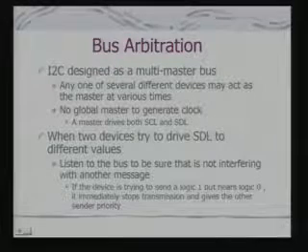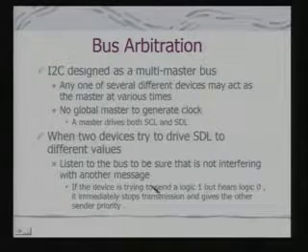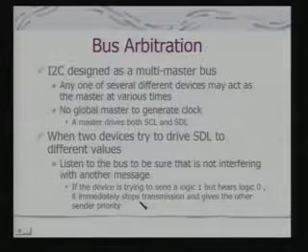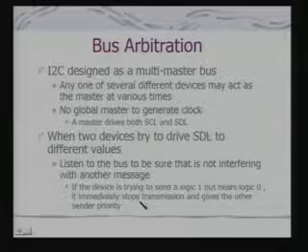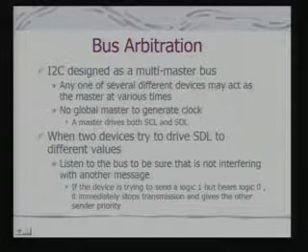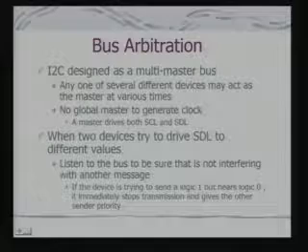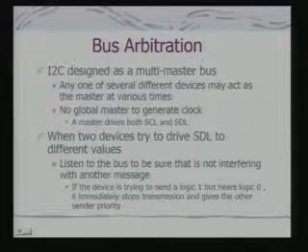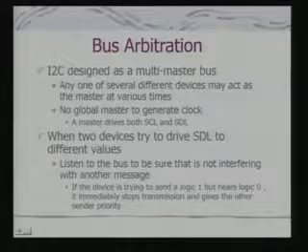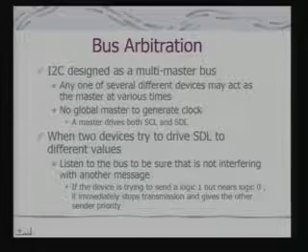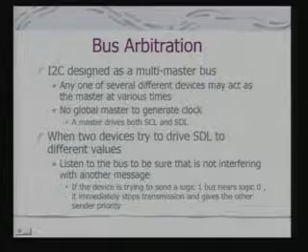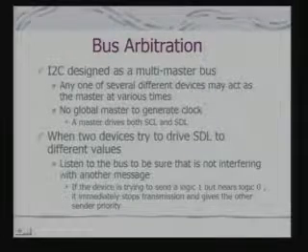Okay. That means if a device is trying to send a logic 1, but hears logic 0, it will immediately stop transmission and give the other sender priority. So, the moment it detects a conflict, okay, it would withdraw. Okay. The whole logic, the hardware, should be built in such a way that when the device is withdrawing, it is not really disturbing the data which is passing on the bus. And after some time, it should try again. This is the basic scheme of bus arbitration.